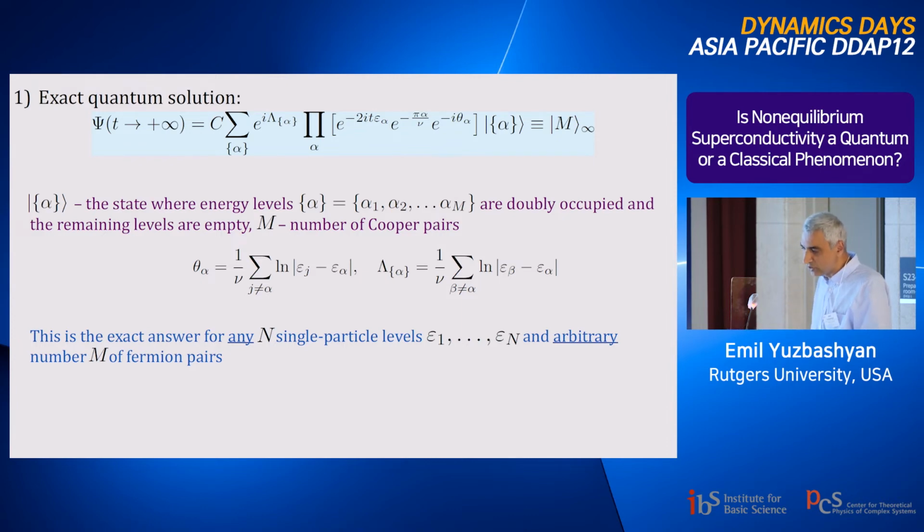That's a signature of time-dependent integrability. I also want to stress that this answer is exact for any n single-particle levels arbitrarily chosen, and arbitrary number m of fermion pairs. You can take, for example, n equals 3, m equals 1. This is still going to work. Or you can take n equal to a million and m equal to 500,000, and it will again work.